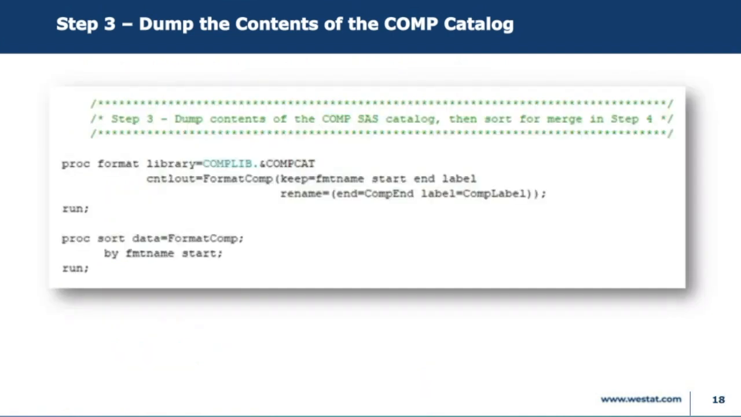The code is very, very similar to what we did for base, and it looks like this: the proc format, FMTLIB dot ampersand compcat, which resolves to the name of the comparison catalog that we've passed into the macro. The same type of thing where we're only keeping format name, start, end, and label, and then we're renaming end to comp end and label to comp label, doing our proc sort for the upcoming merge.